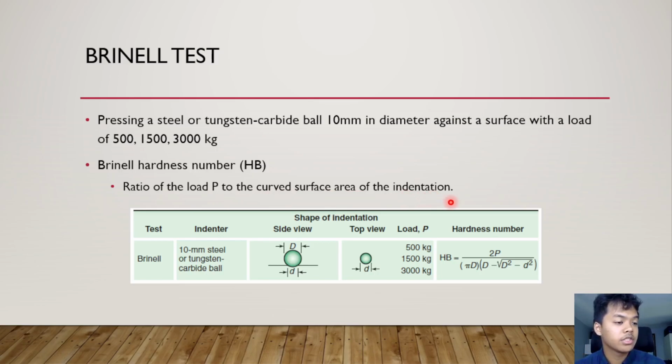So the Brinell hardness number is acquired by this formula, 2P divided by this. P is the load applied, 500, 1,500, or 3,000. Big D is the original diameter of the indenter, in this case 10 millimeters, and small d is the diameter of the indentation.